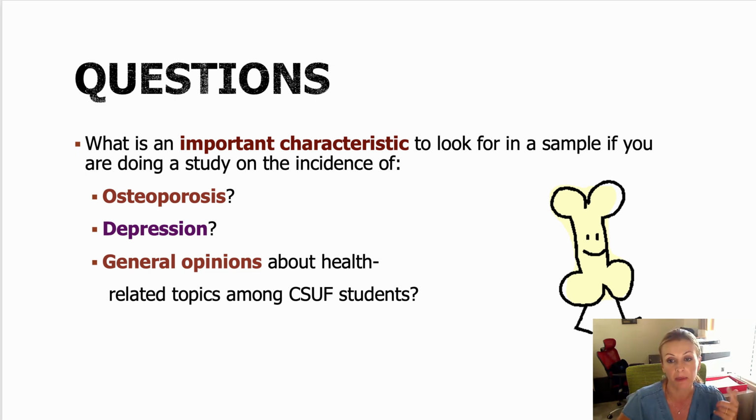All right, so anytime you have a research question, you're going to ask what you're trying to find and who is representative for that particular question. Likewise, if we're studying depression, here we're looking at age, who suffers the most, family history. Family history plays a huge role in depression. Social and familial support, drug use, these are all factors that can contribute. So when we select our sample, we have to be cognizant of the various factors that can affect or interfere with our findings. And finally, general opinions about health-related topics among CSUF students.